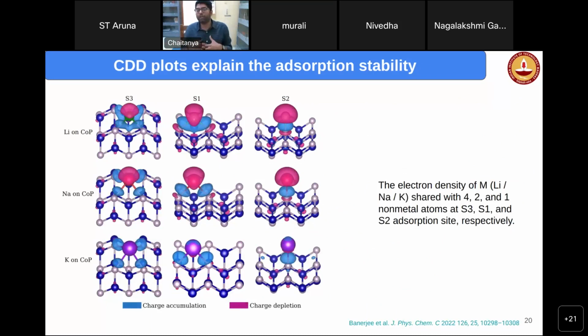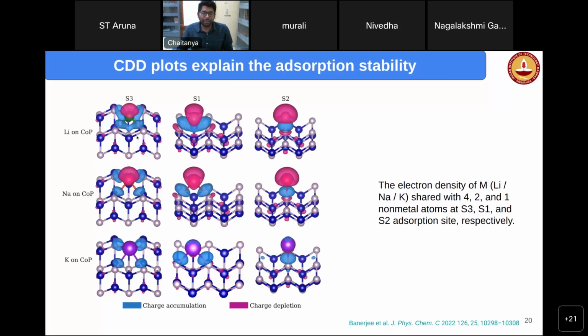If you do this, you will be able to observe from where the electron density is removed and to where the electron density has gone. That will give us a picture of what kind of rearrangement in the electron density is happening, and that can further give us an understanding. So these are the plots that we got for the S3 site, S1 site and S2 site. These are the charge density difference plots.